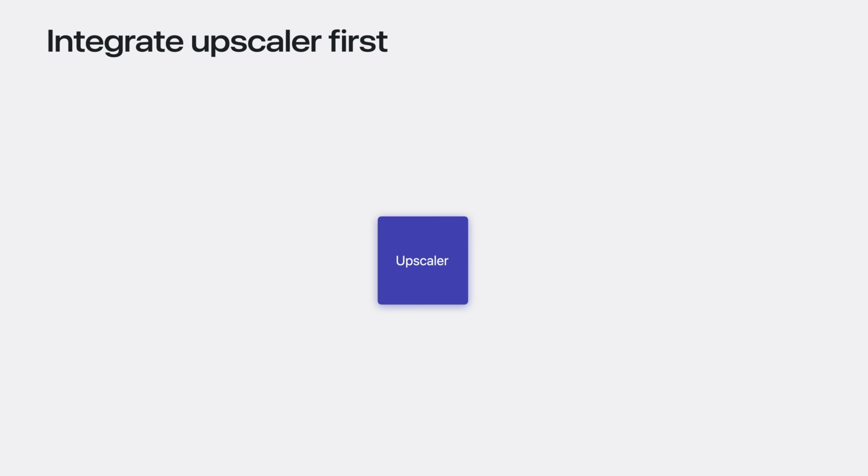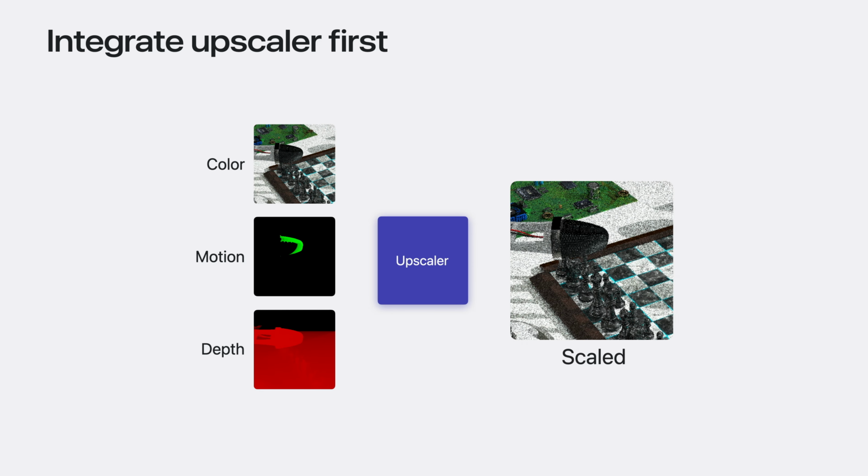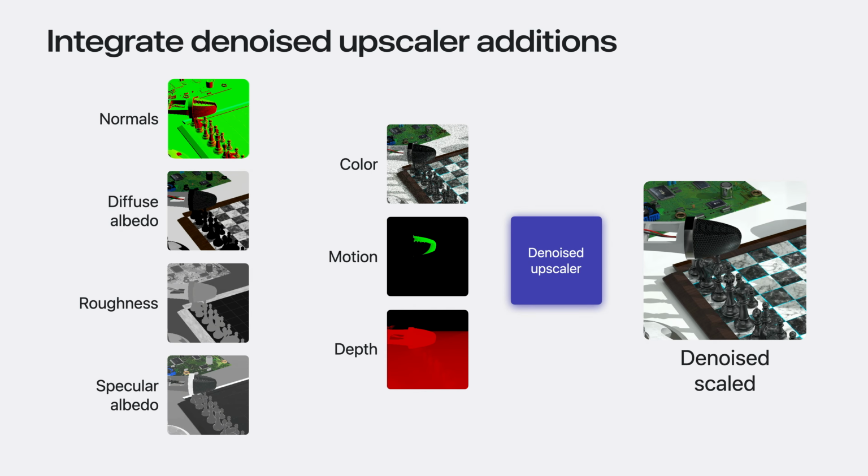Integrating the upscaler is a good starting point on the way to integrate the denoised upscaler. Here we can see the inputs to the upscaler: color, motion, and depth. The new combined API is a superset of the upscaler API. For the new API, we need to add extra noise-free auxiliary buffers, which are shown here on the left. Most of these are something your app might already have. Let's dive deeper into each one of them next.